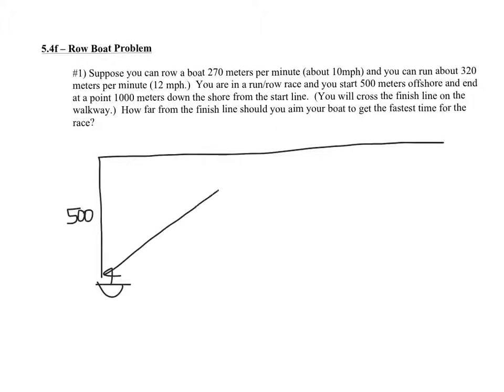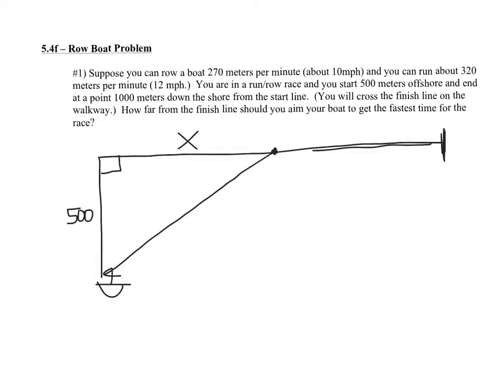So you're going to row your boat somewhere, not sure where, and then you're going to run the rest of the way to the finish line. We're going to find out what's the best option. We're going to use calculus to do it. All right, so here we go. This is how you should label these. From here to where you're going to land your boat, we're going to call that x.